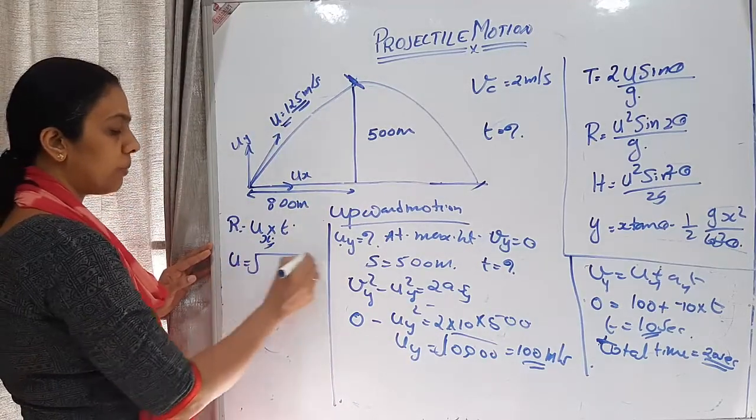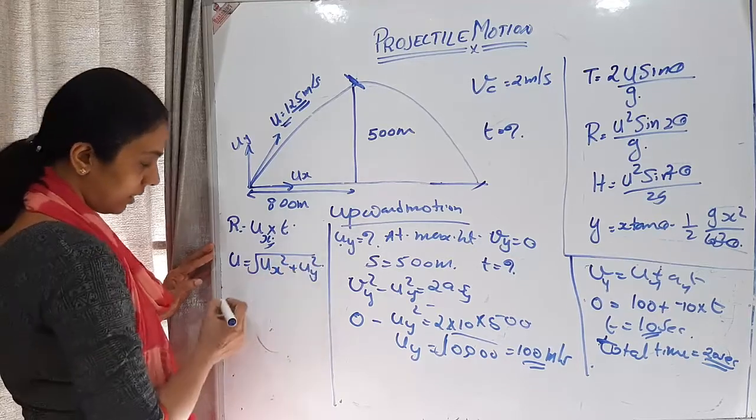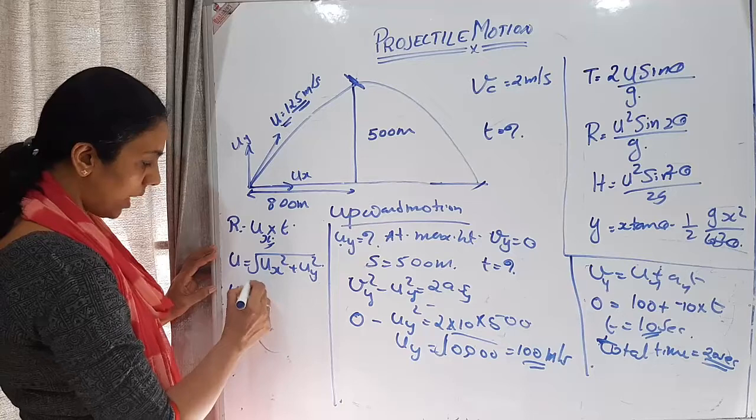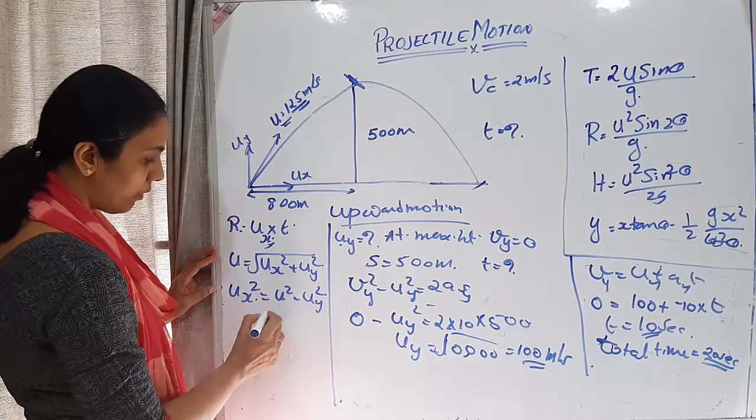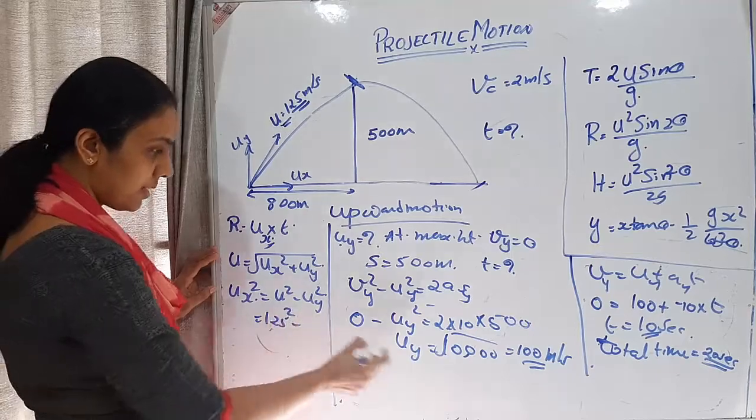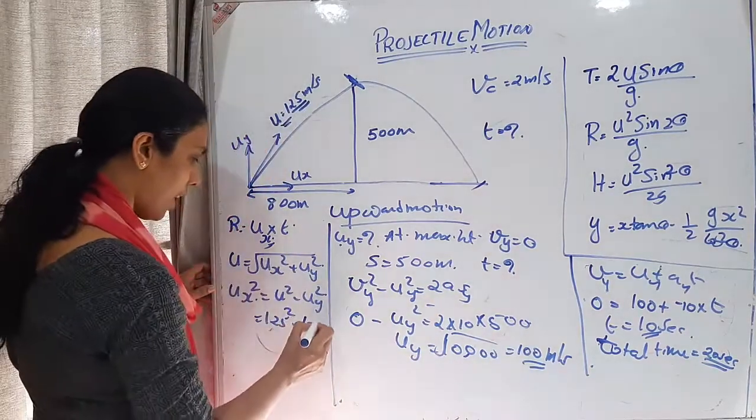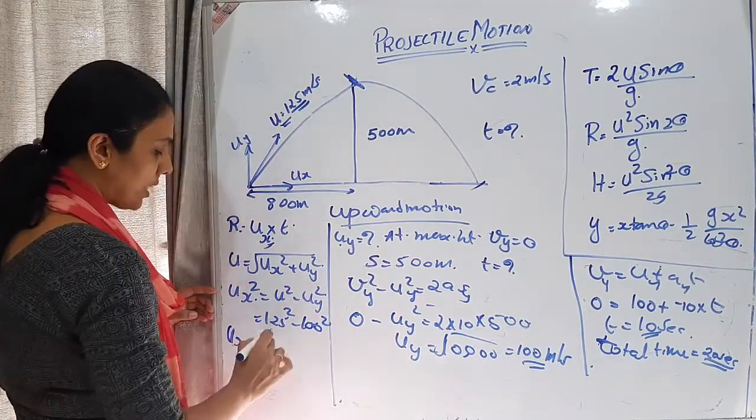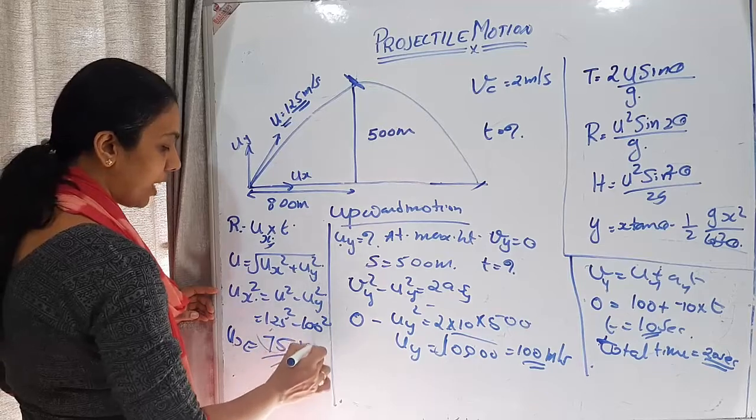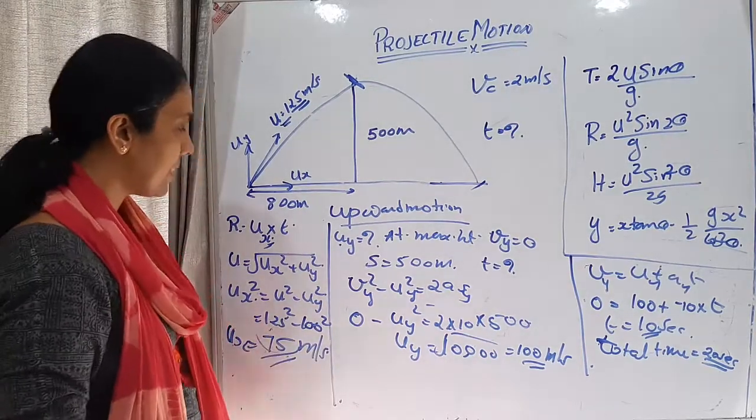Initial velocity we will be finding out with the help of ux square plus uy square. Therefore we can write ux square equals u square minus uy square. Therefore 125 square minus uy, how much did we get here? 100 square. So when you solve for ux, you will get it as 75 meter per second. So here we are getting the value of ux as 75.